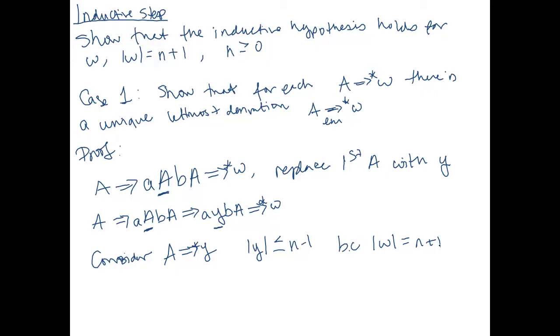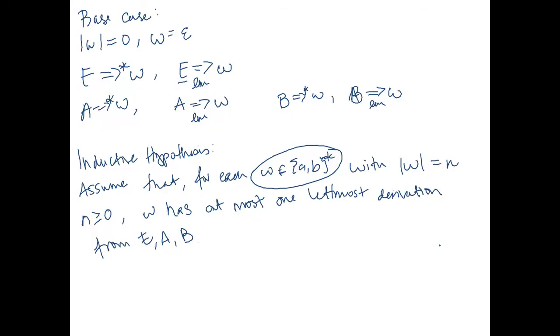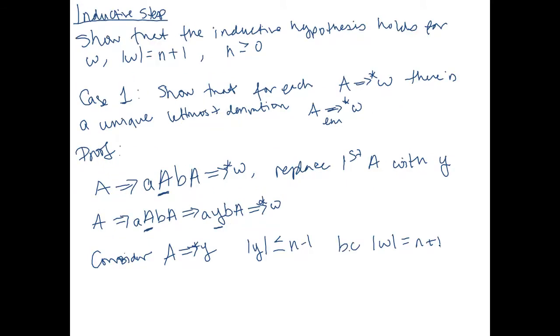Okay, so then according to the inductive hypothesis, remember that the inductive hypothesis gave us a leftmost derivation for any string from a variable when that string has length up to n. Okay? So y has length less than n, so y is covered by the inductive hypothesis. So this tells us that y has a unique leftmost derivation from A.